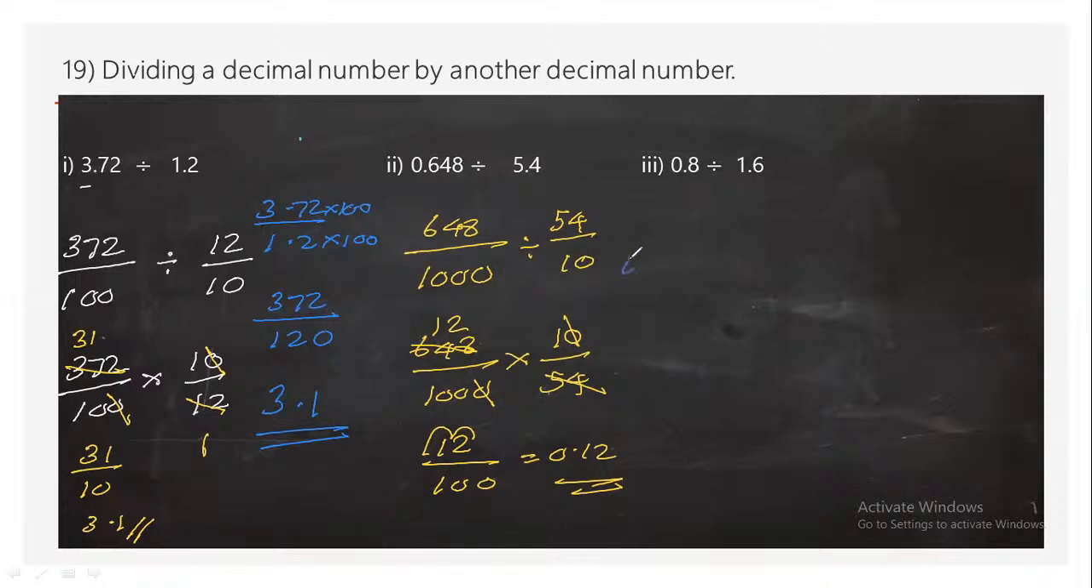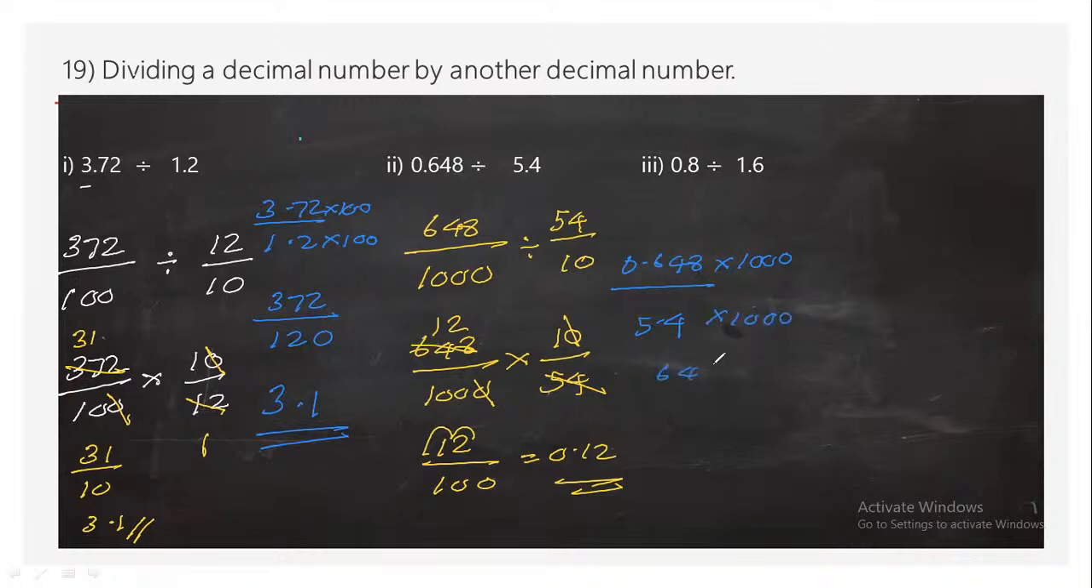Here, 0.648 divided by 5.4. The maximum decimal places here is 3, so the multiplier is 1000. To remove the decimal places, you have to multiply it by 1000 over the line, and below the line also you have to multiply it by 1000.